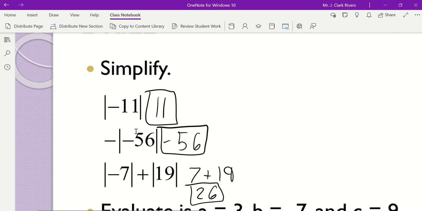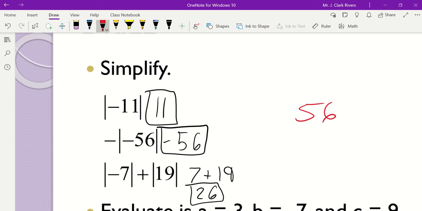All right, now, this one's a little different. The absolute value of negative 56 is what, everybody? 56. Good. And then once you take that absolute value, what's waiting outside for it? The negative sign, right? So, good job, Blair. You got it right. It is 56, and then boom, outside that negative sign is waiting for it. It's negative 56.